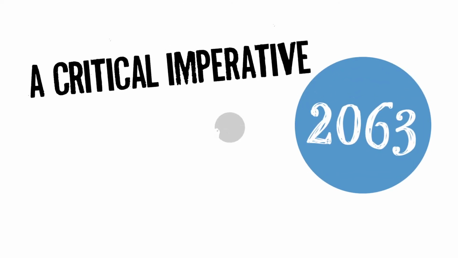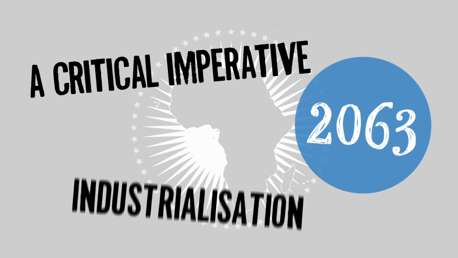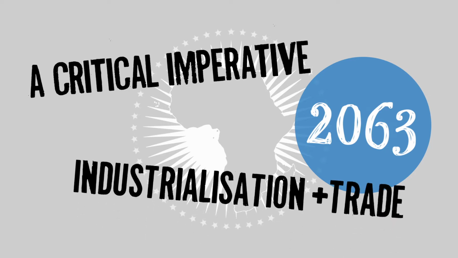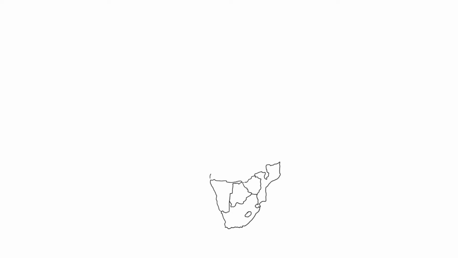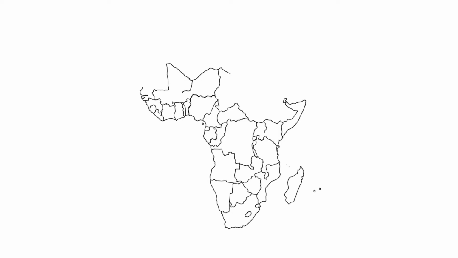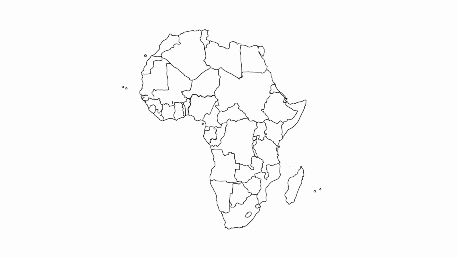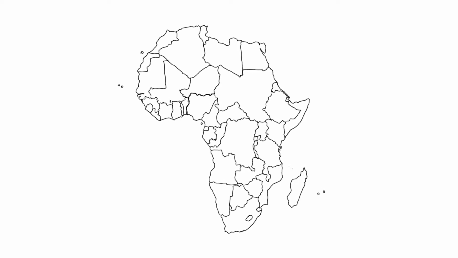A critical imperative for the 2063 African Union agenda is industrialization and trade. As we know, in trade, no man is an island, and no country truly stands alone. Everyone has to live somewhere.